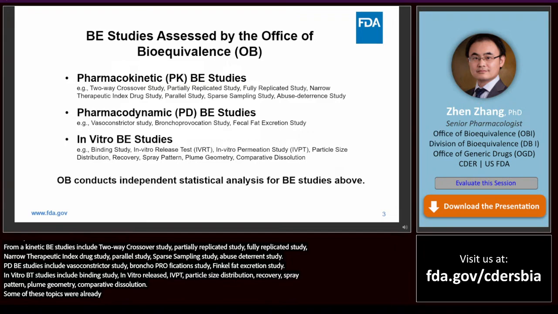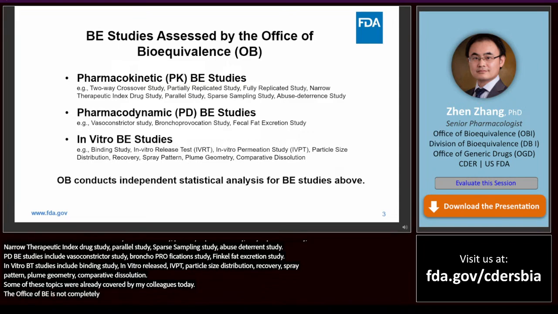The Office of Bioequivalence does not completely rely on applicants' statistical results to make a BE determination. Instead, we conduct independent statistical analysis for all BE studies mentioned here.